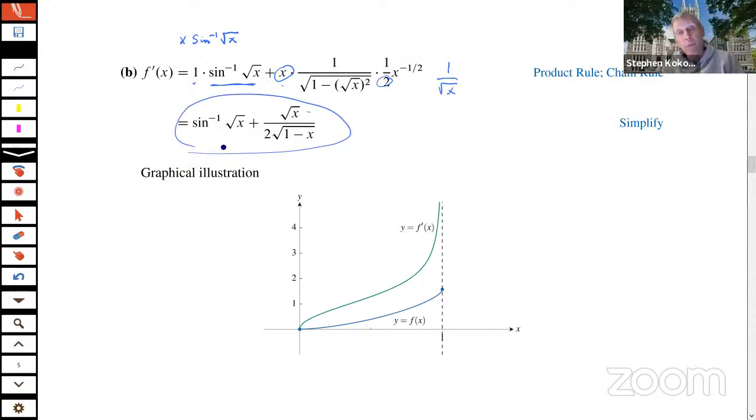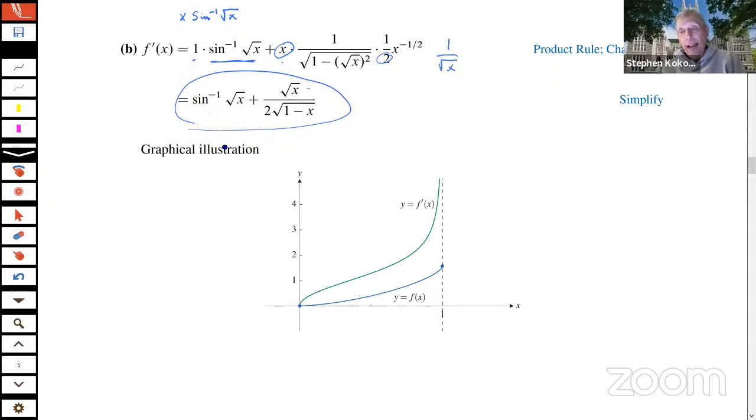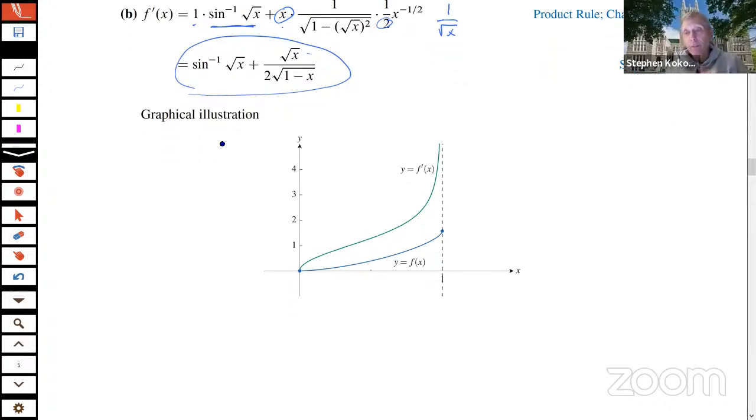And this is a cool problem. Look at the graph of these two. The blue curve is a graph of my original function. Remember, x times the sine inverse of the square root of x.